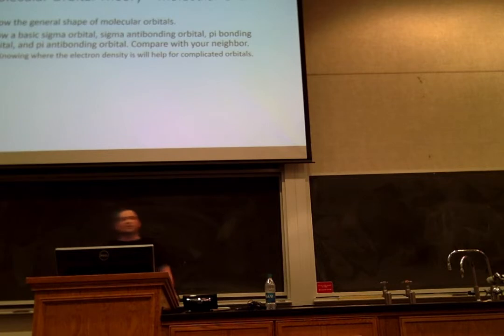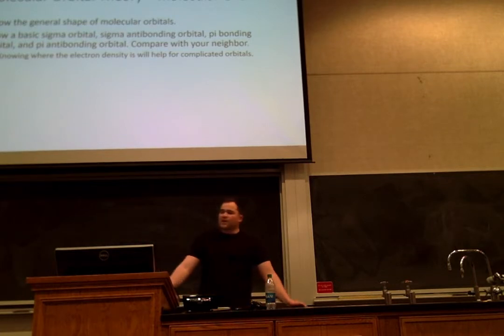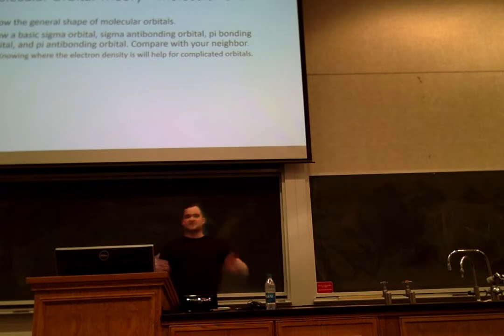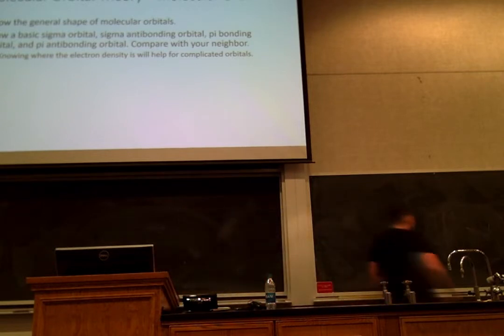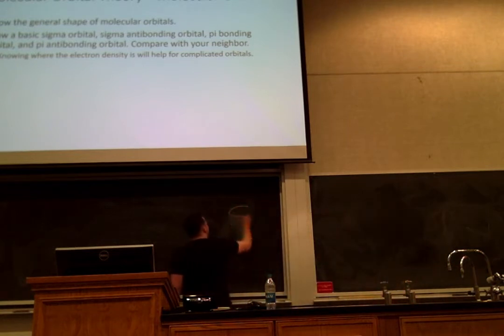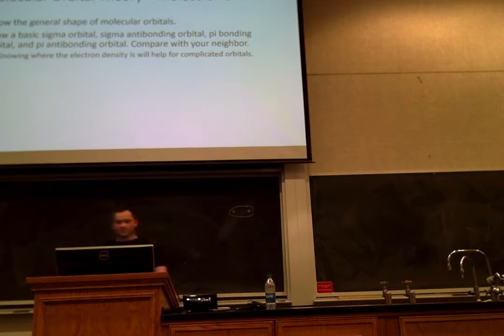Okay, so we also learned with molecular orbital theory about molecular orbitals. Know the general shape of these orbitals and be able to draw them. I'm not going to have you draw them and compare with your neighbor; I'm going to skip straight to the practice problem. But I want you to know where the electron density is. For example, you probably know that this is a sigma bonding orbital. But I want you to think about where the density is to know that, because not all sigma bonding orbitals look exactly like that.